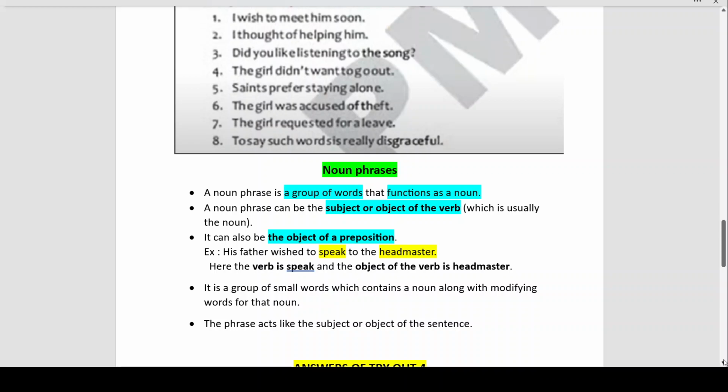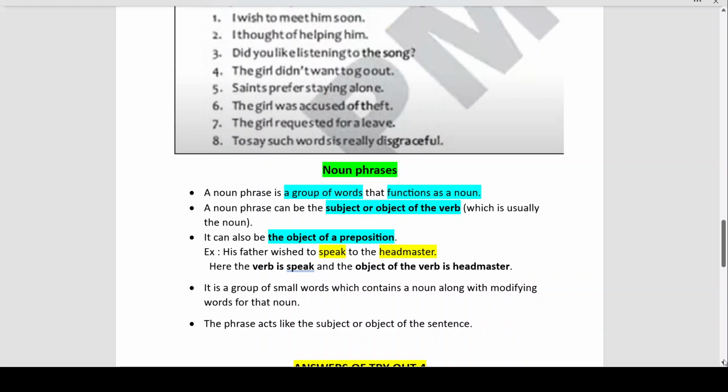Number two, I thought of helping him. What is the subject thinking? Thought. Now, of helping him. He thought of helping him. So, of helping him is your noun phrase. Number three, did you like listening to the song? Now, like is your verb, listening to the song is your noun phrase. What did you like? Listening to the song.